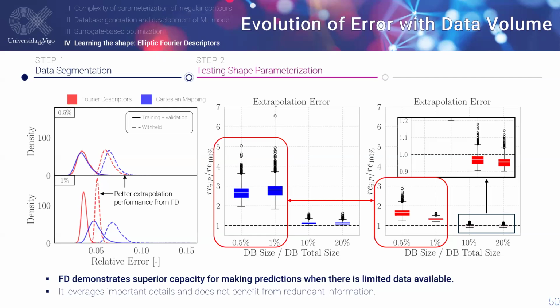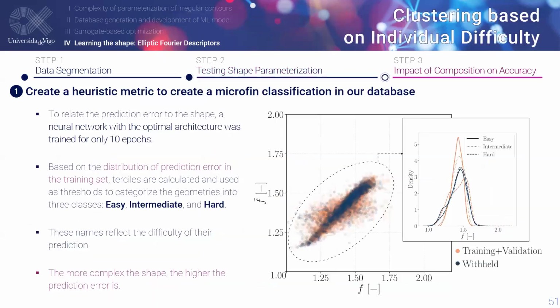And here you can see really clearly, training with 0.5 up to 20% of the database, that for the Fourier descriptors there's a point where it doesn't matter how many samples you include. Only 1% is almost enough for the error to be as low as having 20% of the database. Now, for the Cartesian mapping, it's not the same thing. If you add more information, there's a greater effect on the relative error, which means it's not the best way to describe the geometry.